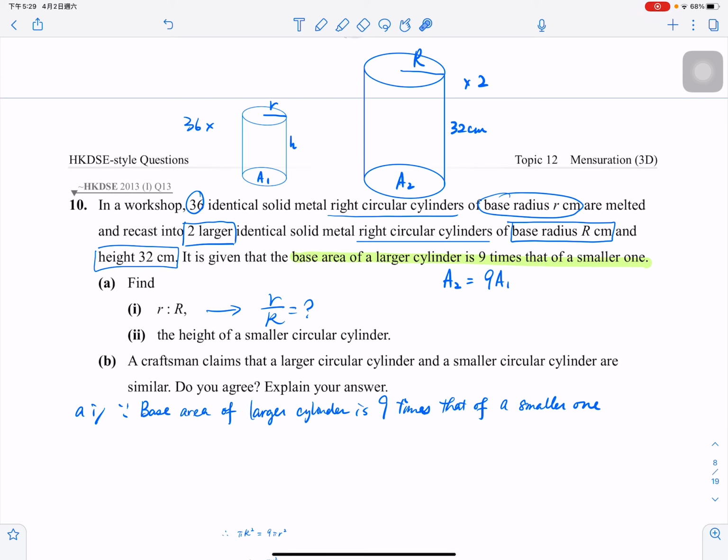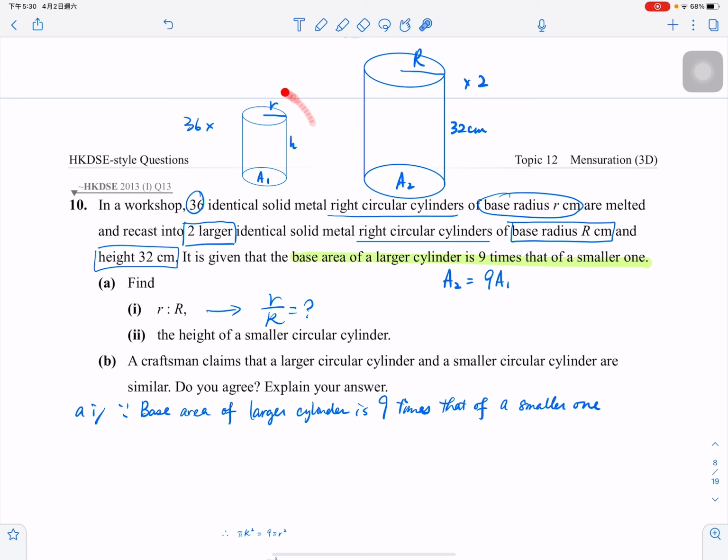Okay, let's see. Now in the workshop, 36 identical solid metal right circular cylinders of base radius r cm are melted and recast into two larger identical solid metal right circular cylinders of base radius R cm. Okay, and the height is 32. It's given that the base area of the large cylinder is 9 times the smaller one. Two cylinders. Smaller one, 36. Larger one, 2 only.